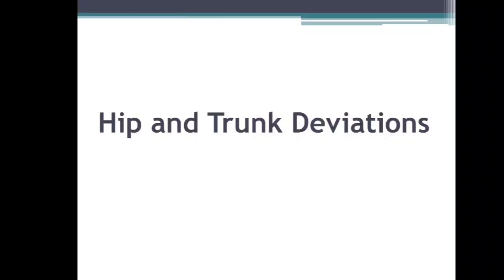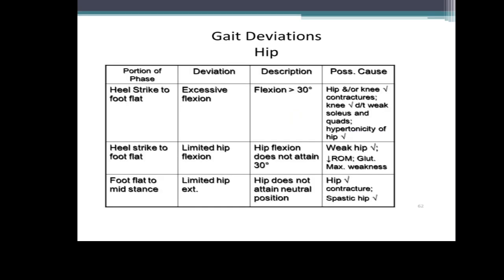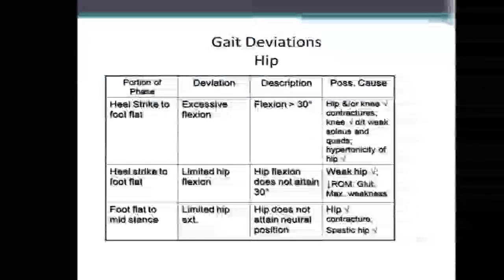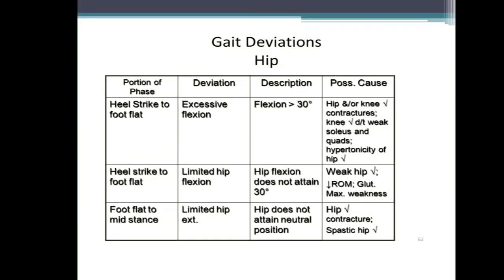So today we'll discuss hip and trunk deviations. Basically, deviations at the hip, from heel strike to foot flat, could be excessive hip flexion, limited hip flexion, or limited hip extension, which could be due to hip or knee contracture, weak soleus or quads, or we can say weak hip range of motion, loose muscle weakness, or spasticity.